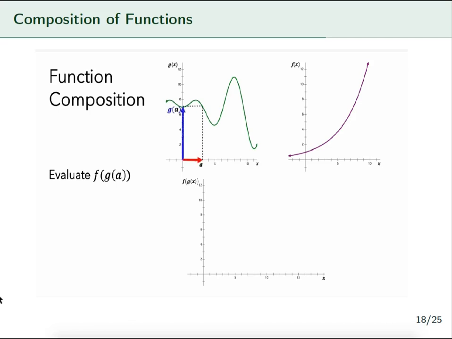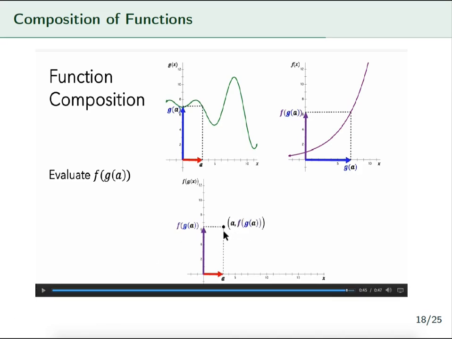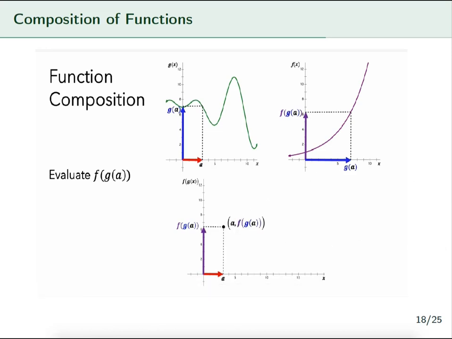Then we get g of a, and that g of a's output becomes input for function f of x. So whatever that quantity is, we input to the function f, and f of g of a is an output itself. So a comma f of g of a is a result of a composite function for a specific input a. And the collection of all those points will make up the composite function. So this is just one quantity, but the collection of all these points will make it.